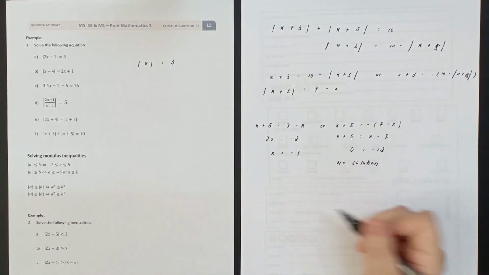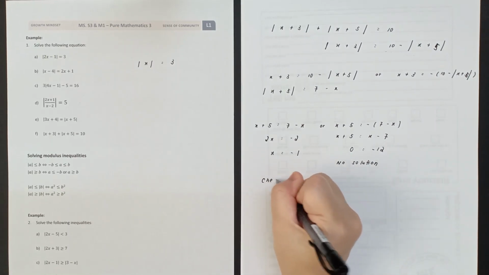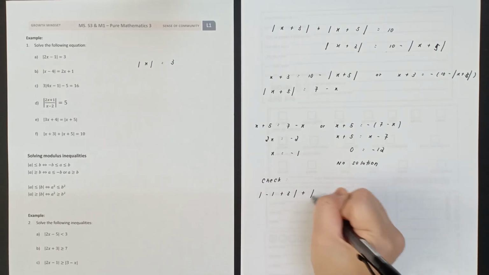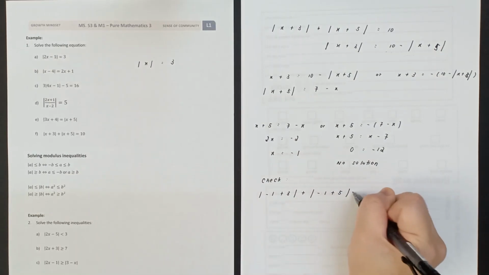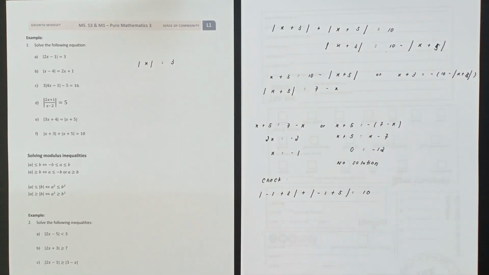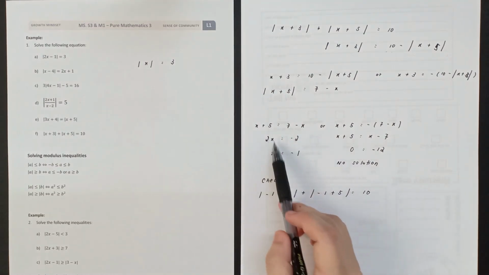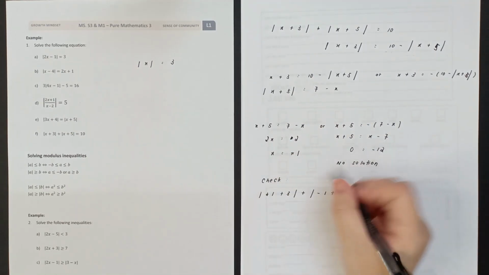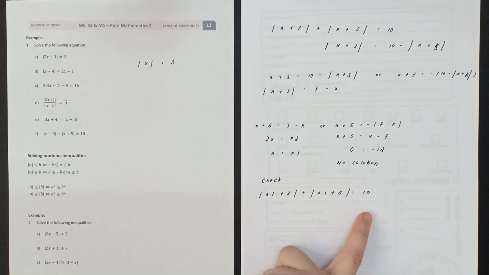Okay, so even after you get this, you still need to check. Then you do your checking. So negative 1 plus 3 plus negative 1 plus 5 equals 10. Is that correct? So here you get 1, 2, do I do something wrong? Negative 1 plus 3 you get 2, and then you plus 4 you get only 6. Hold on. Oh, I'm sorry, this is positive. Okay, so 4 plus 6 I get 10, which is correct.